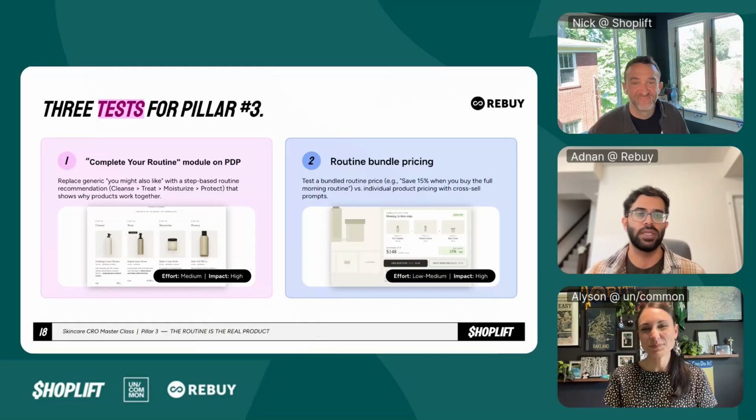And although this test says PDP, we regularly see businesses have this sort of bundle separately on a bundle page. I wouldn't call it bundle in your navigation bar. Maybe it's complete your routine or create your routine. So yeah, just wanted to call out that it doesn't necessarily need to be on your PDP, worth also considering having it on a separate page altogether.